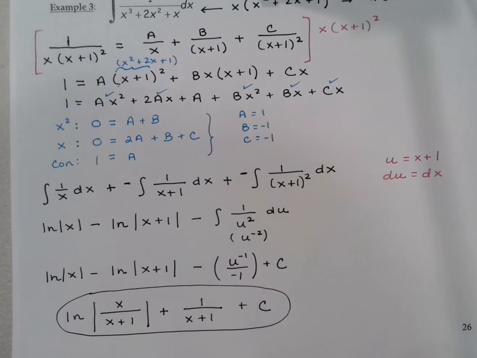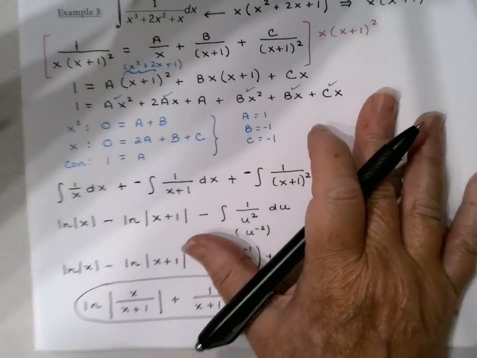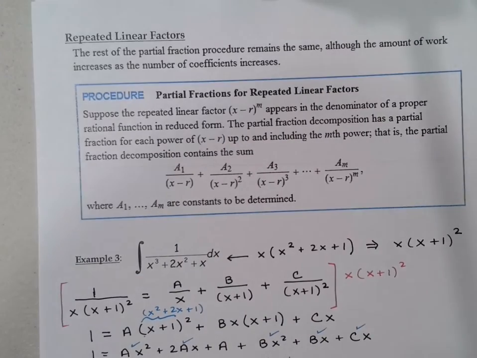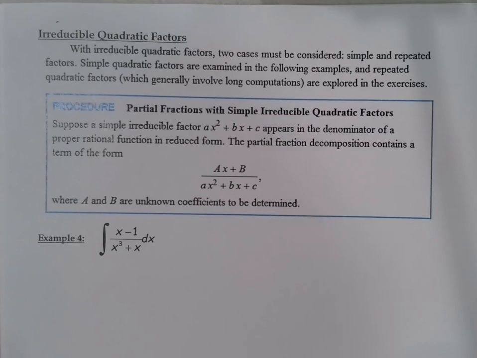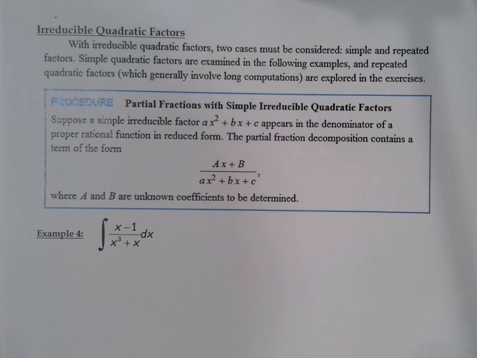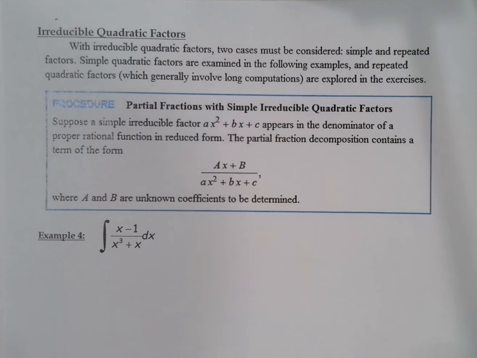So there's my repeated linear factors. There's one other type of problem that I want to take a look at. So far, everything that we've done has factored into linear factors. However, we know that there are some quadratics that don't factor. We call them irreducible. And I want to look at what happens when we have an irreducible quadratic factor.